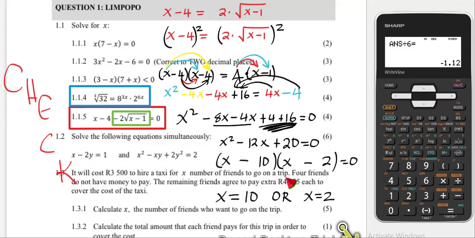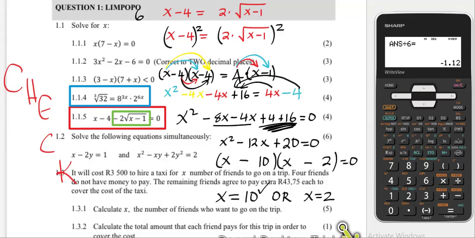Let's start with 10 and see if it works. If I put 10 here, right at the top, I've got 10 minus 4, which gives me 6. So I get 6 on the other side. Let's put 10 here. Under the square root, I've got 10 minus 1, which is 9. The square root of 9 is 3. 3 times 2 is 6. Yes, it's right. So this first one works, and I'm going to mark that one as fine.